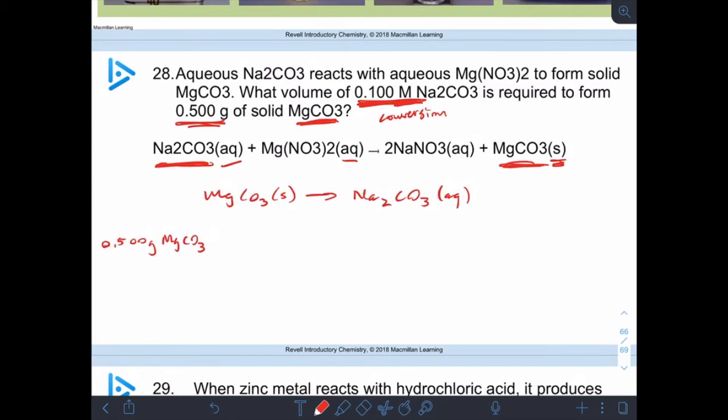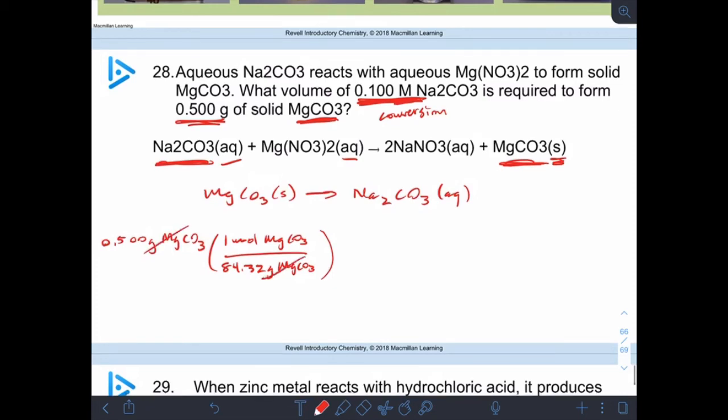Okay. And we're going to convert that to moles because I want to go from magnesium carbonate to sodium carbonate. I have to do that through moles. So the first step is to use molar mass to get there. And it happens to be 84.32 grams of magnesium carbonate. Okay. So if I stopped here, my grams will cancel, and I would have an answer that is moles of magnesium carbonate.